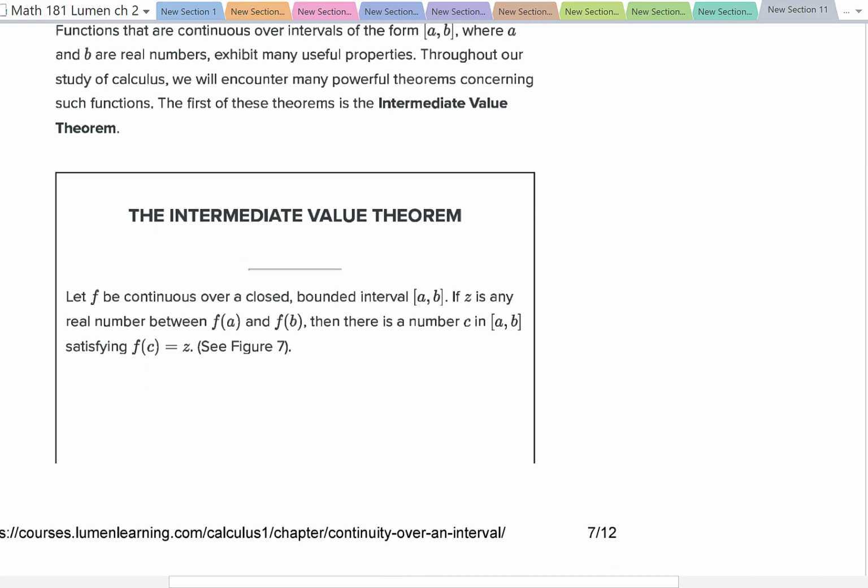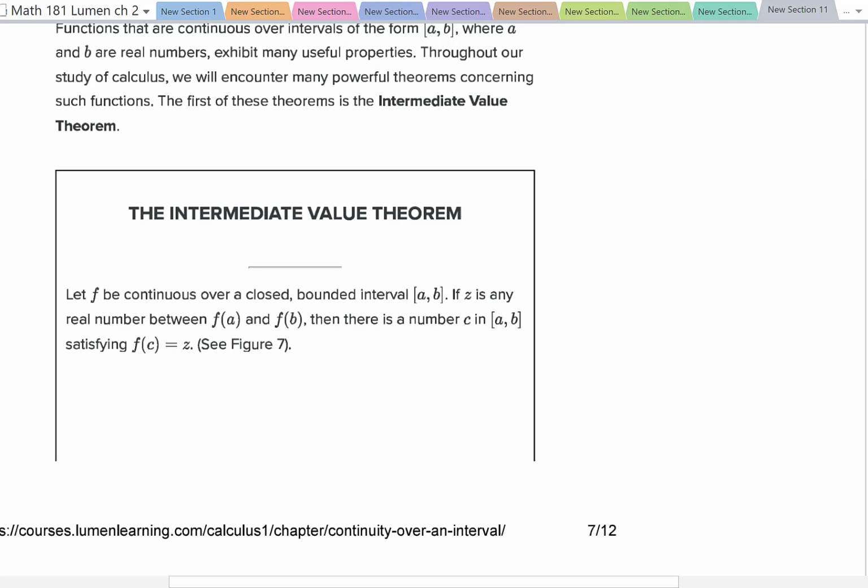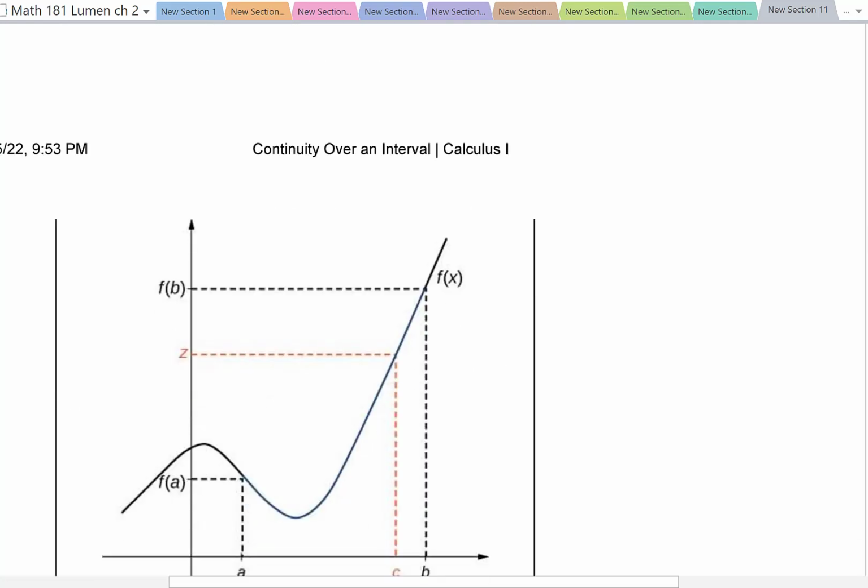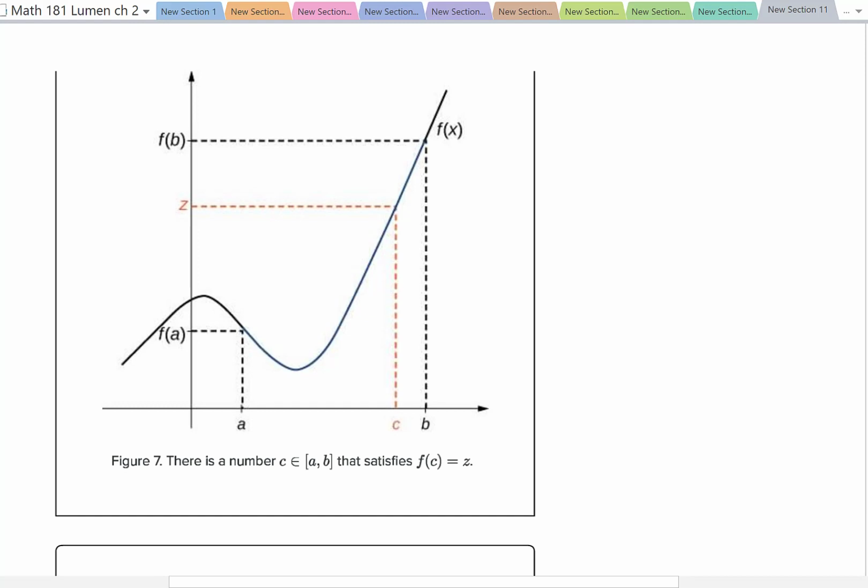Let f be continuous over a closed interval bounded by a and b. If z is any real number between f of a and f of b, so that's when you plugged it into the function f, z falls between those, then there's a number c within that interval. Remember, f is continuous. Number c in the interval from a to b such that f of c equals z, and there's a nice graphic here. So c here falls between a and b, and then z falls between f of a and f of b.